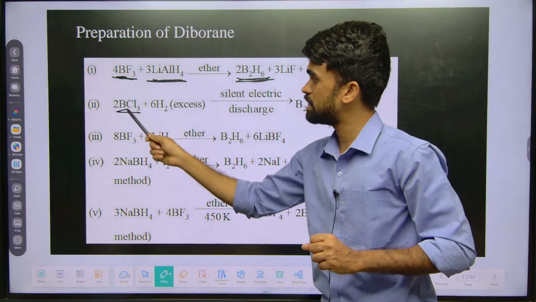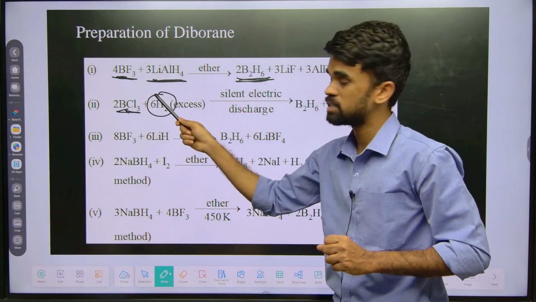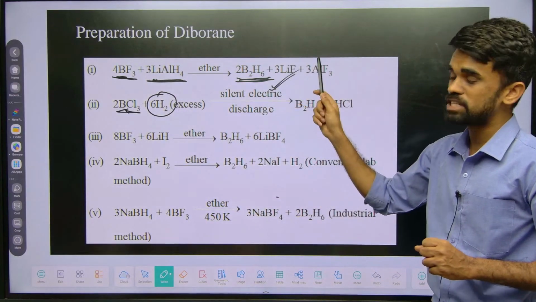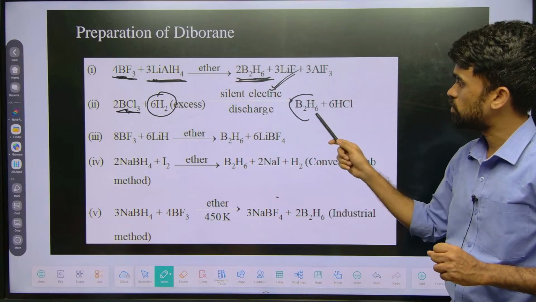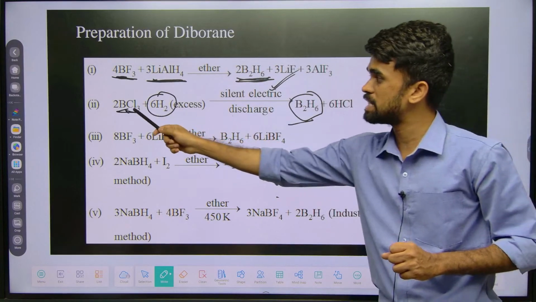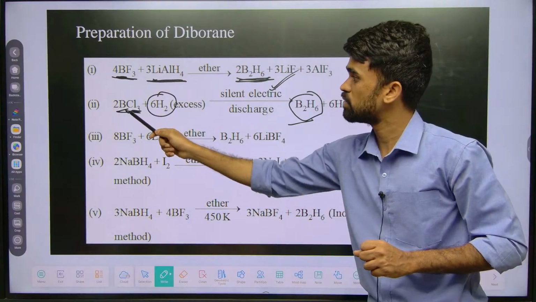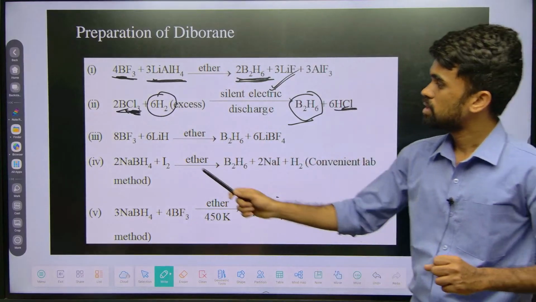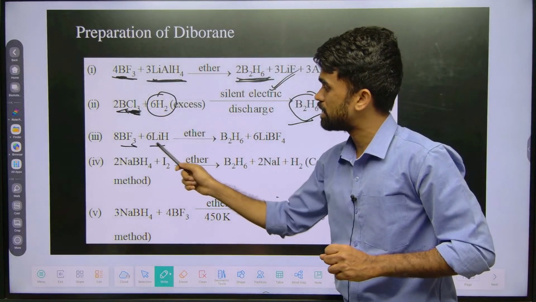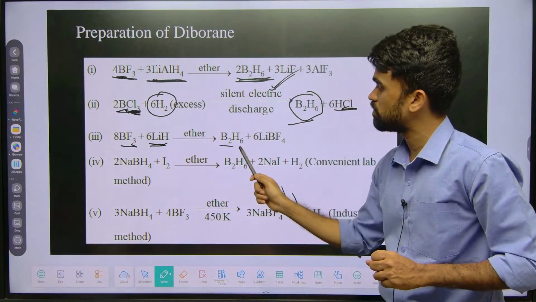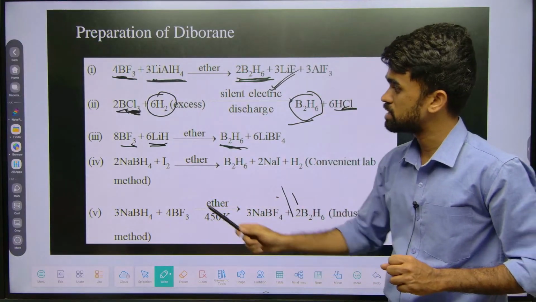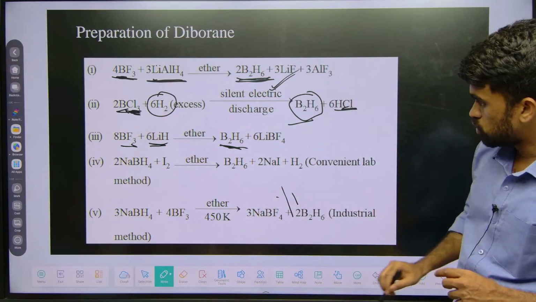With BCl3 and excess hydrogen, we are using a dielectric discharge tube. So what are we getting? B2H6, and HCl will be formed here. BF3 with lithium hydride, similar to the first reaction, will give you B2H6. And these two methods are important.